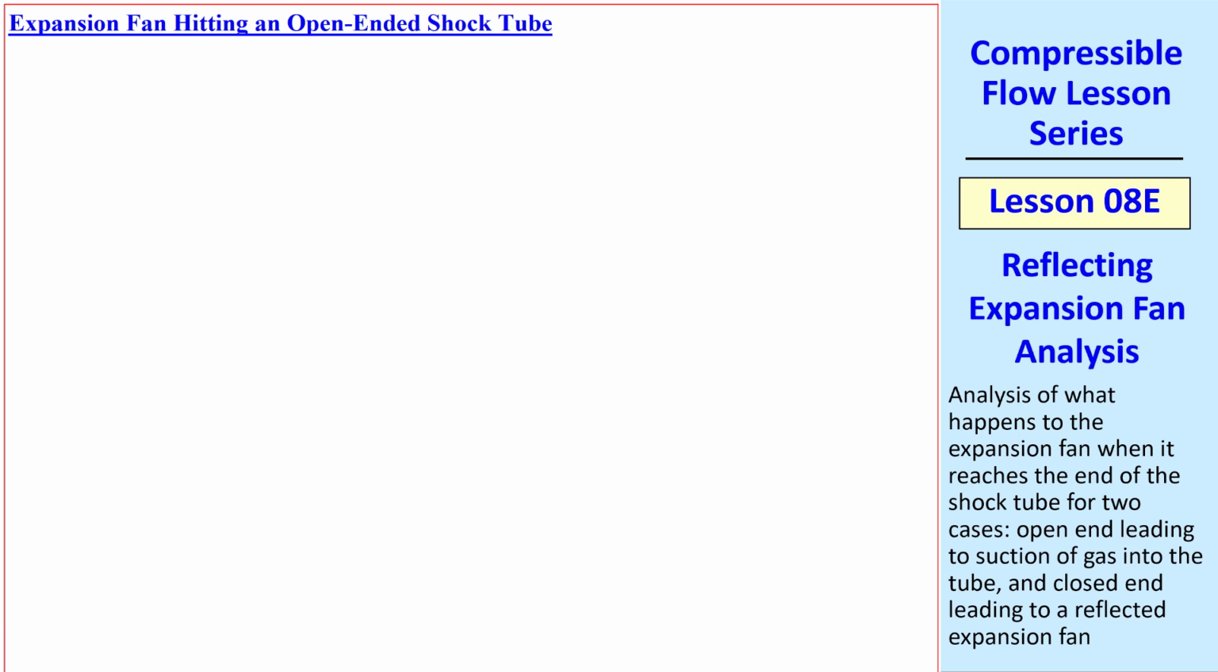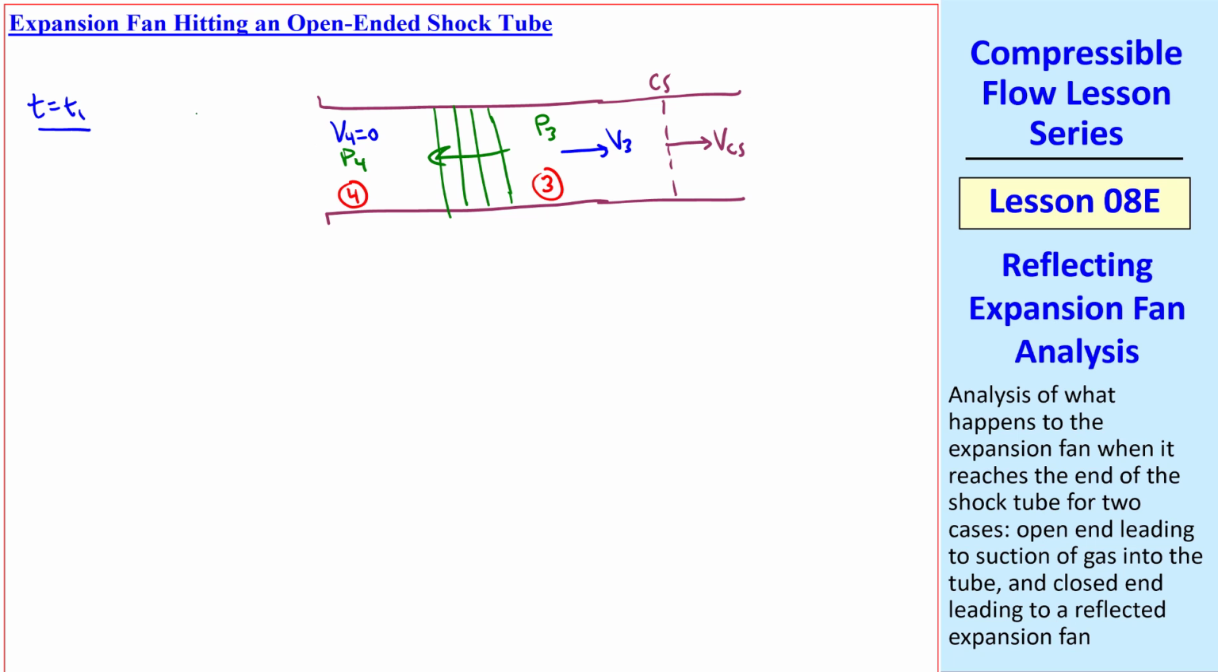Now consider an expansion fan hitting an open-ended shock tube. In this case, P4 is also the back pressure outside of the tube, since this is all open. For example, this could be atmospheric pressure in air if this shock tube has air as its left-hand side gas, and it's open to the ambient air.